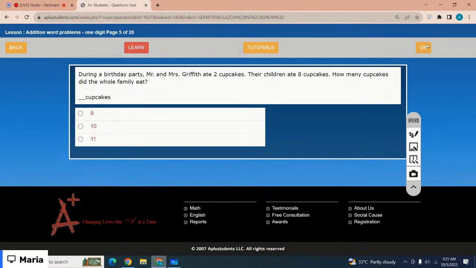During a birthday party, Mr. and Mrs. Griffith ate 2 cupcakes. Their children ate 8 cupcakes. How many cupcakes did the whole family eat? So, which is the correct option?